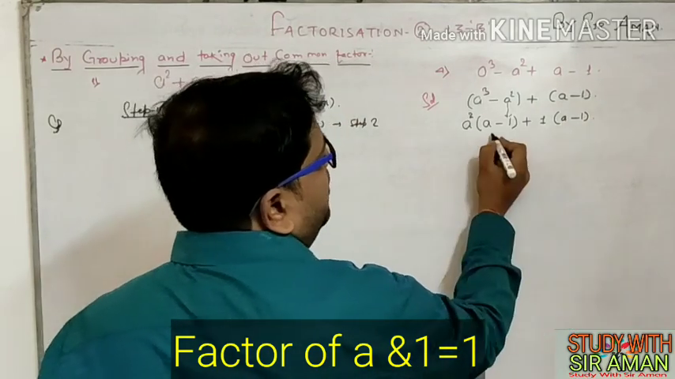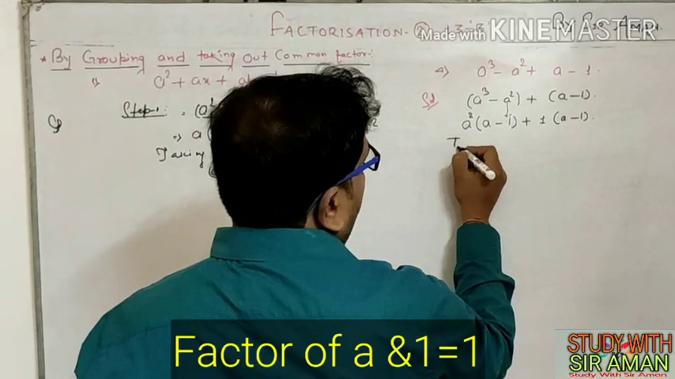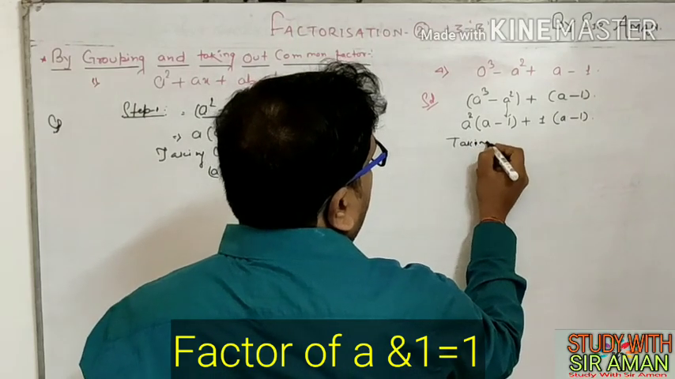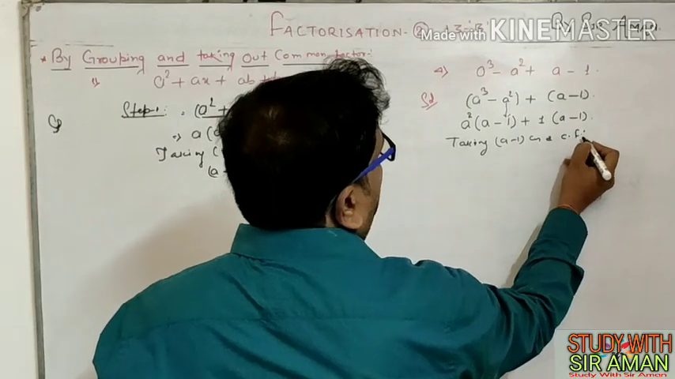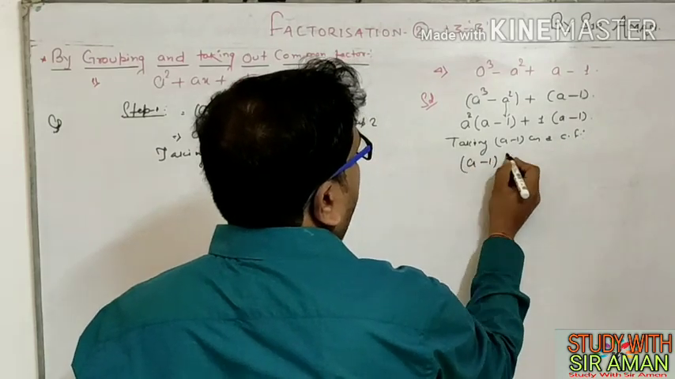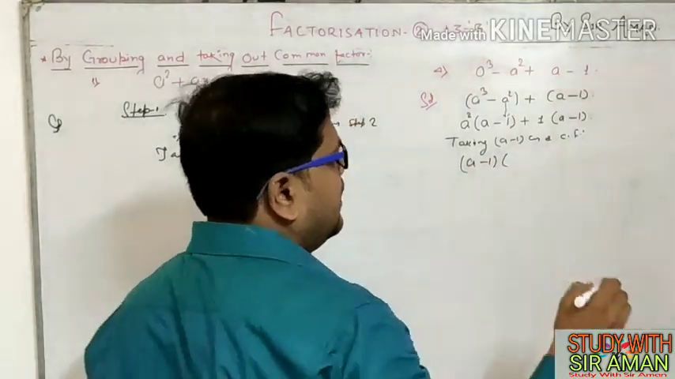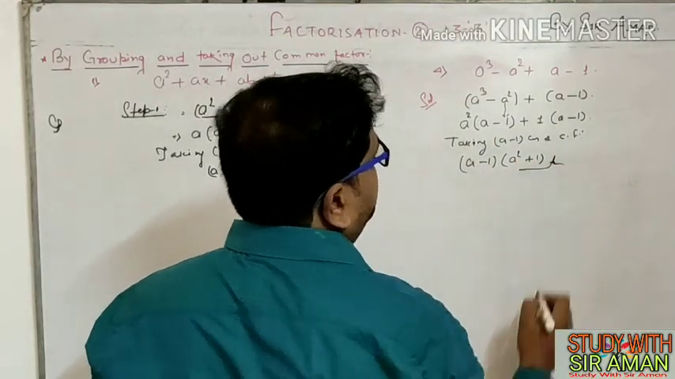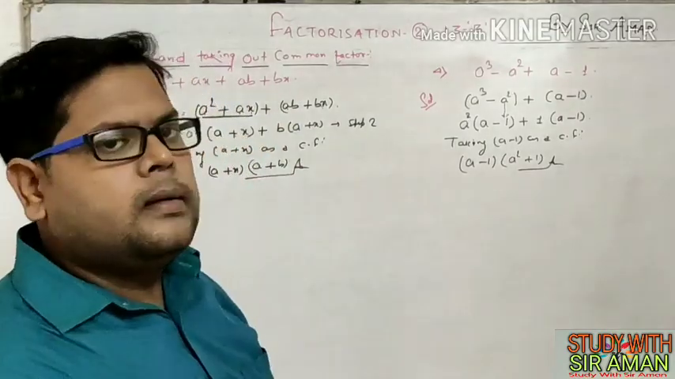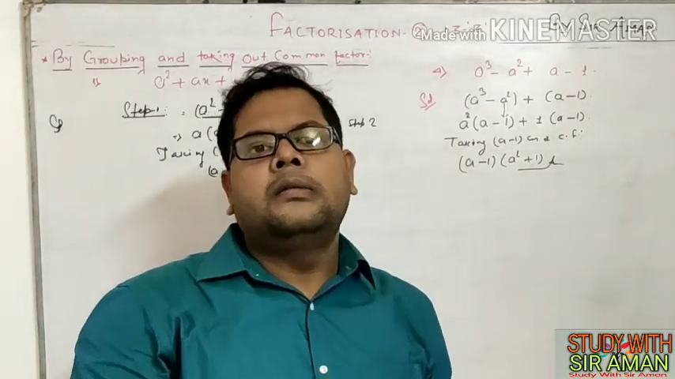Now you see carefully, here is A minus 1, here is A minus 1. We will take A minus 1 as a common factor. A minus 1 we have taken as the common factor. Now whatever is left, you write, that is your answer. A square plus 1 is your required answer.